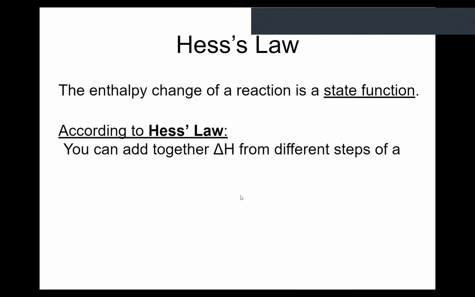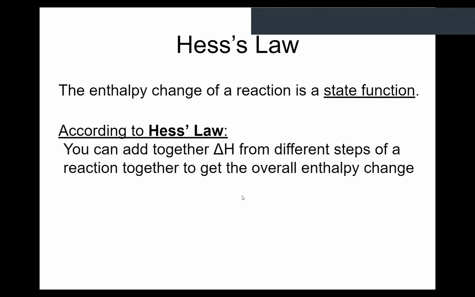According to Hess's law, you can add together delta H from lots of different steps of a reaction, a long multi-step reaction, to get the overall enthalpy change. And it doesn't matter whether you break it up into 2 steps or 3 steps or 4 steps.